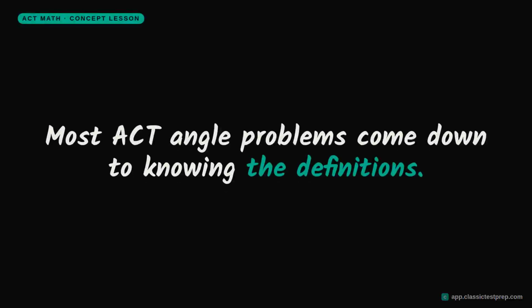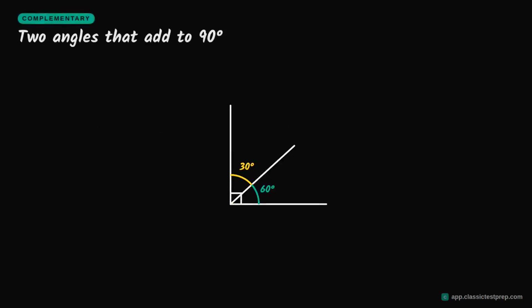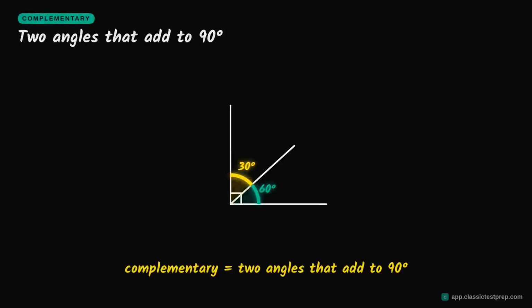The big secret about angle problems on the ACT is that most of these questions come down to just knowing the definitions of different types of angles. So complementary angles are two angles that add up to 90 degrees. That's a super important definition. If you see the words complementary angle and you don't know what that means, then you're most likely going to get the question wrong. Complementary means 90 degrees.